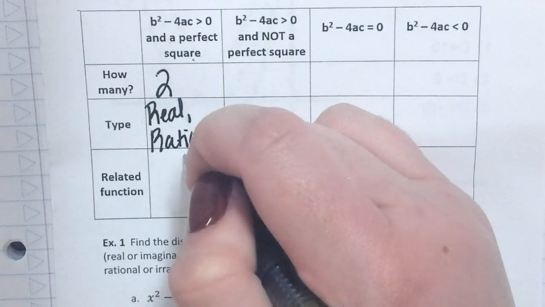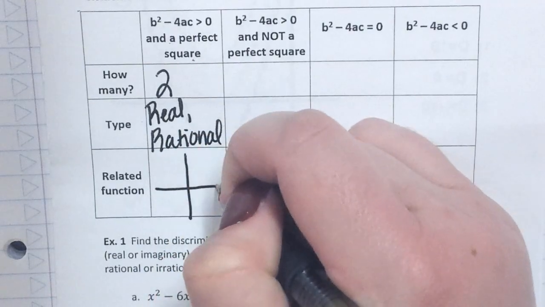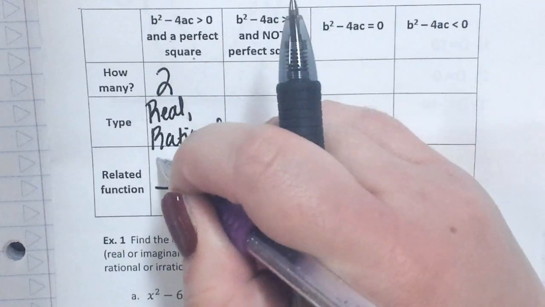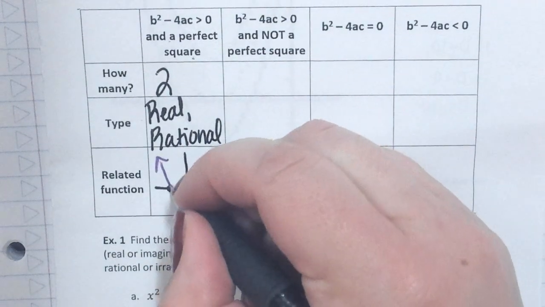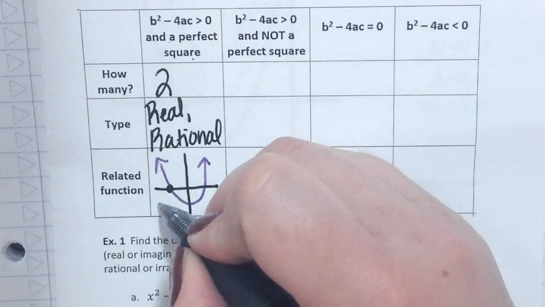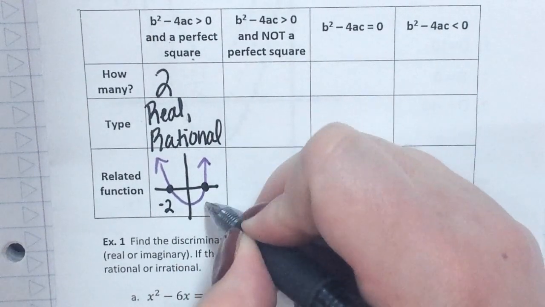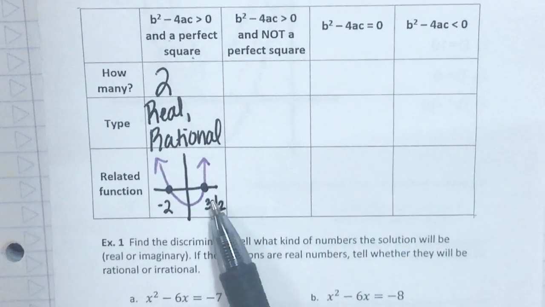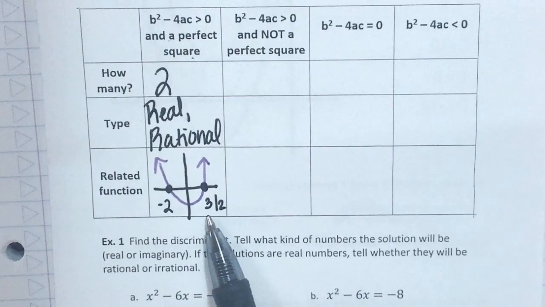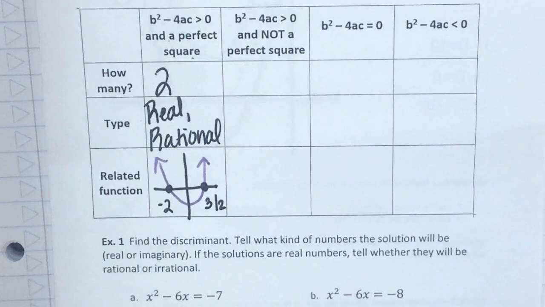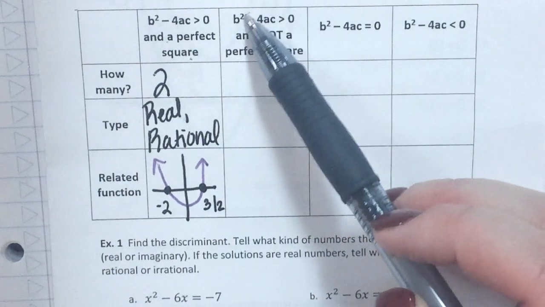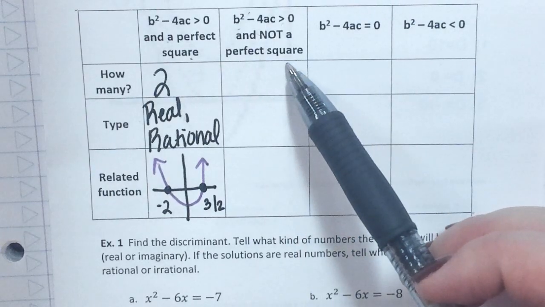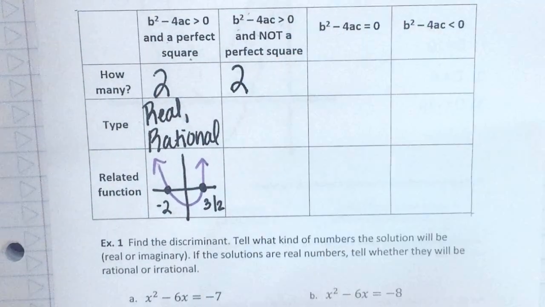Related function, so what this means is I'm just going to draw a function. Let's say it's got roots at -2, and I'll call this 3/2. Just to prove that, you know, it's okay to have fractions, right? These are rational numbers. Okay, so if our discriminant is positive, greater than 0, but it's not a perfect square, we will still have 2 solutions.